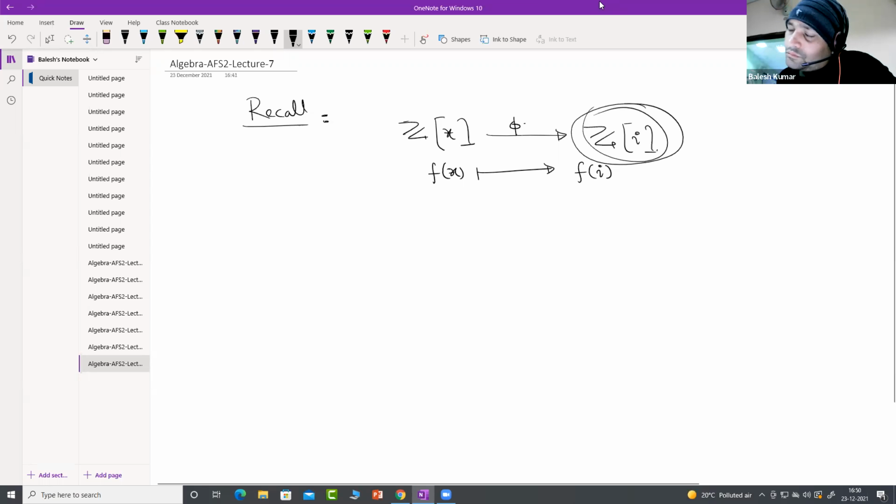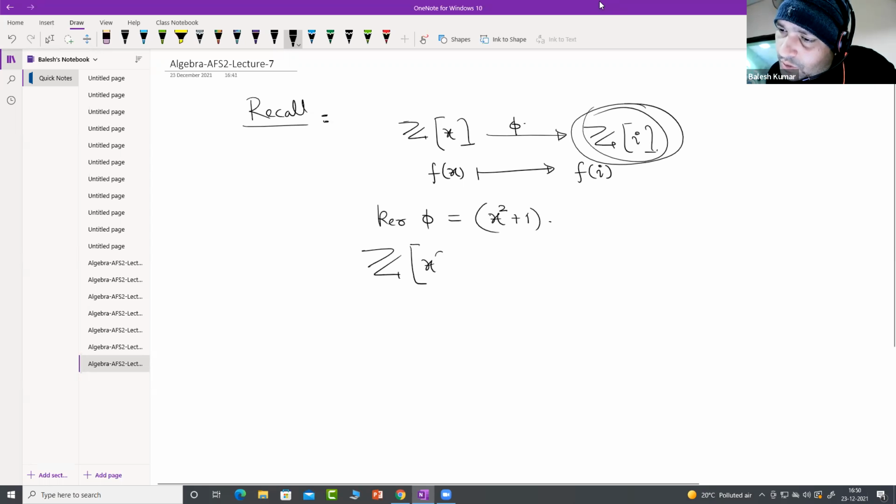If you try to compute the kernel of phi, you can check that it will be exactly the ideal generated by the polynomial x square plus 1. Therefore, for this polynomial ring Z of x, if one goes modulo this x square plus 1, I think this is the first isomorphism theorem that you have studied.